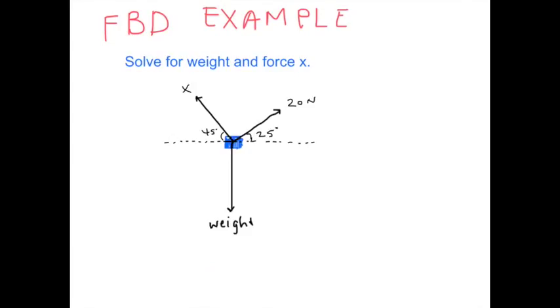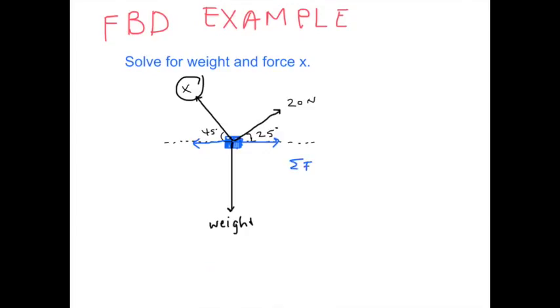This is an object that's at rest. We want to solve for its weight and for the force x, which is pulling up on the left side over here. So we'll start by setting forces equal to each other in the x direction. We know that there are two forces with x components. There's this x component over on the left side, and the x component of this force on the right side. These forces must be equal to one another for the object to remain at rest. So let's do some calculations.